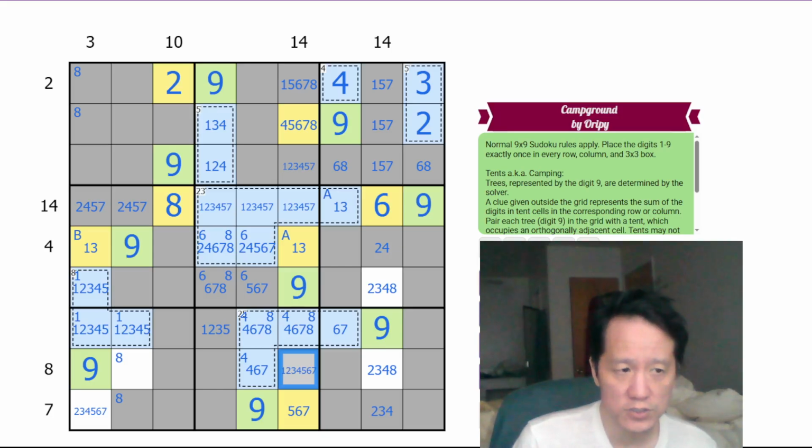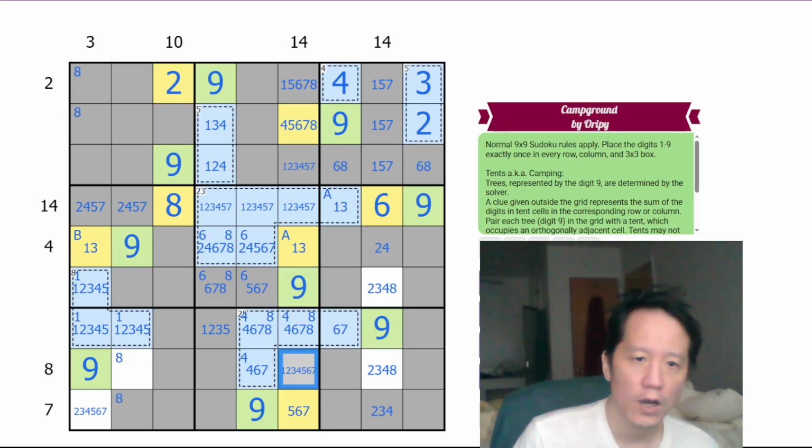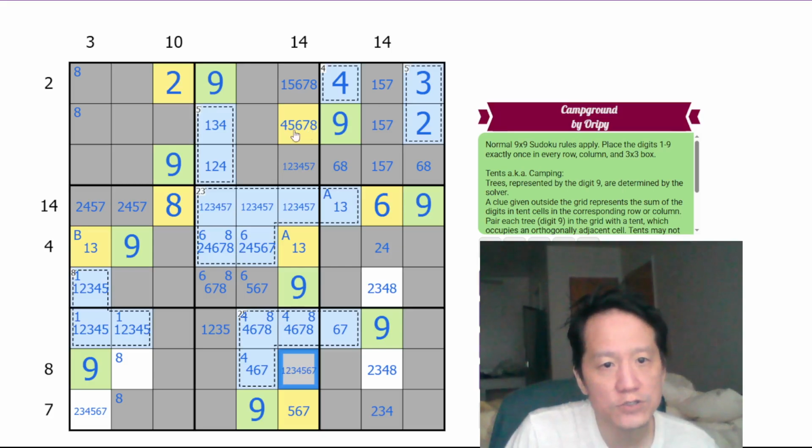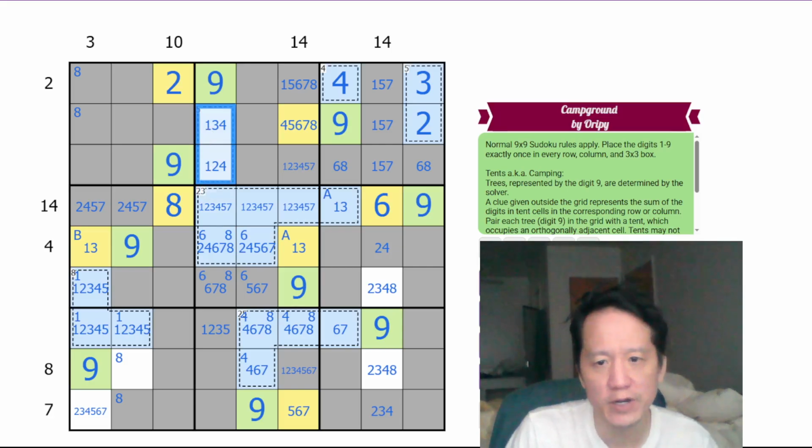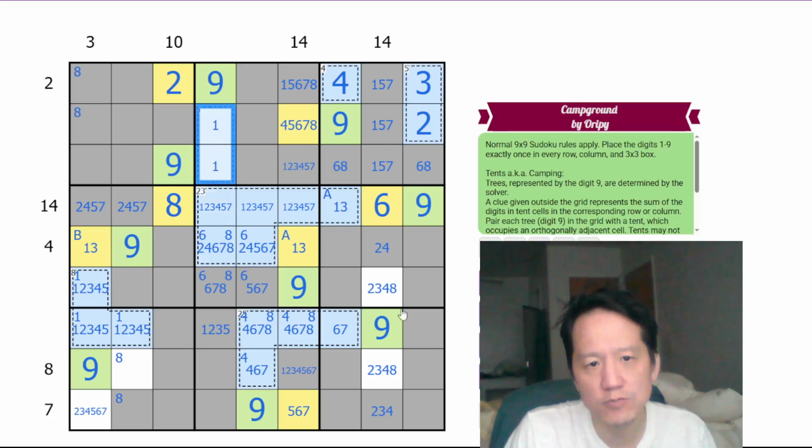What about the digits in the column? Where are these two digits in box 8? If it's a 2 and a 3, there's no way both of those digits can be in these cells. So this has to be a 1-4 pair. So this is a 1-4 pair.